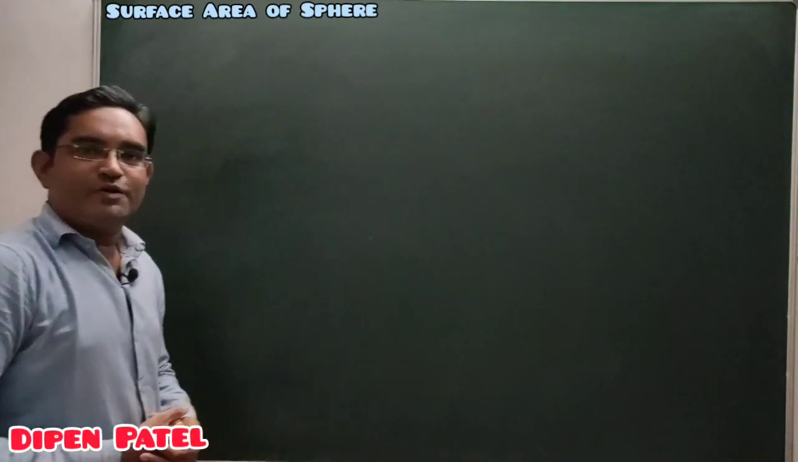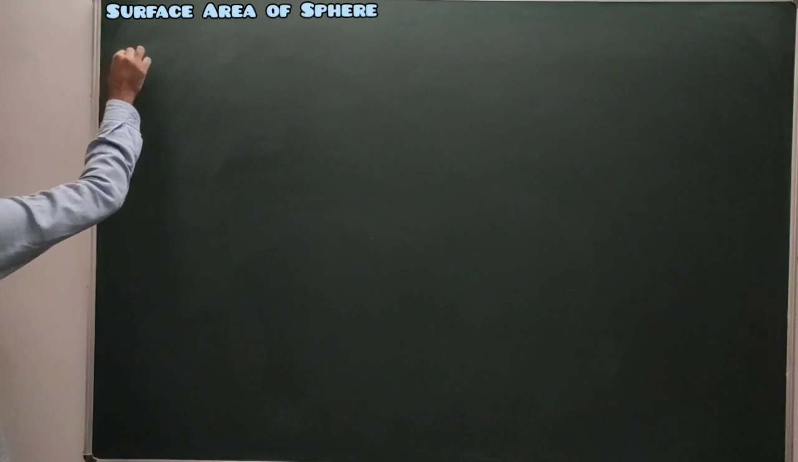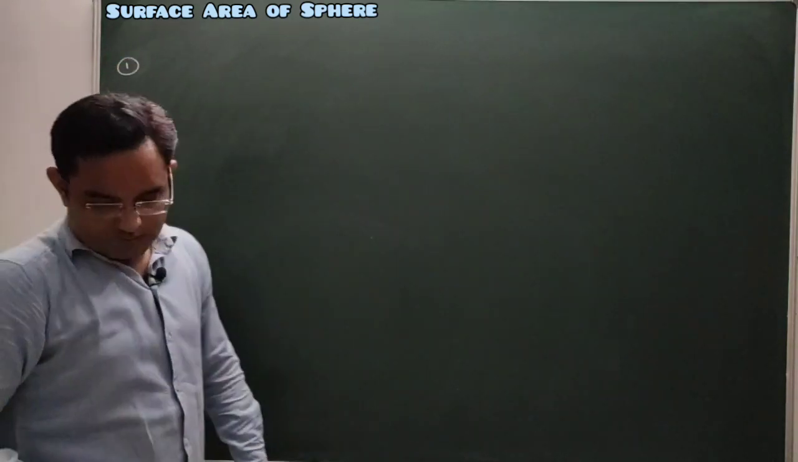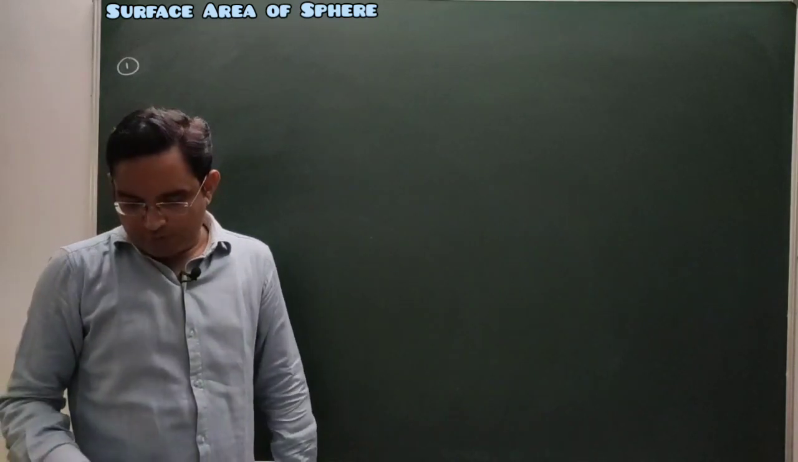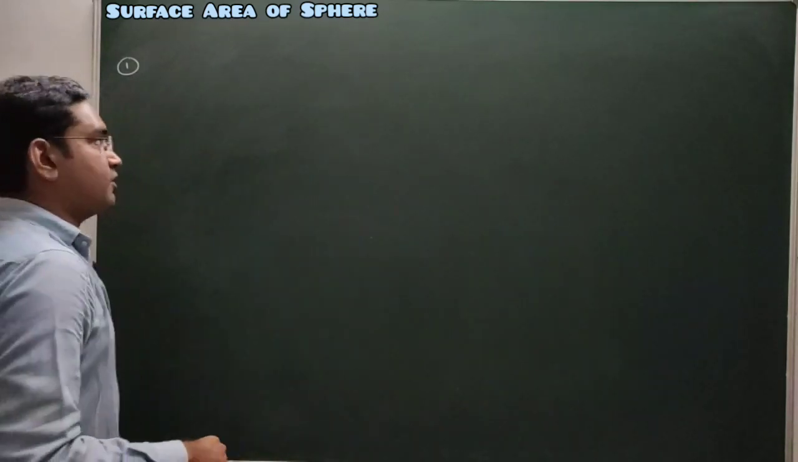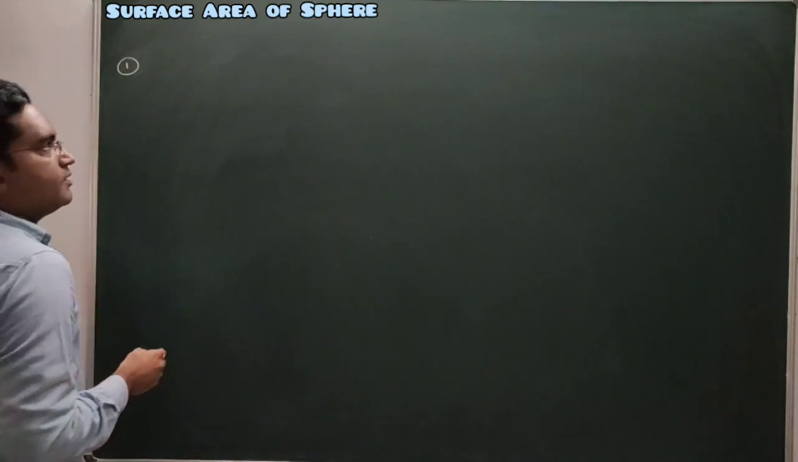In this video we are going to discuss surface area of sphere. So let's start with question number 1. The first given question is the diameter of moon is approximately 1/4 of diameter of earth. So comparison of diameter between moon and earth is given.